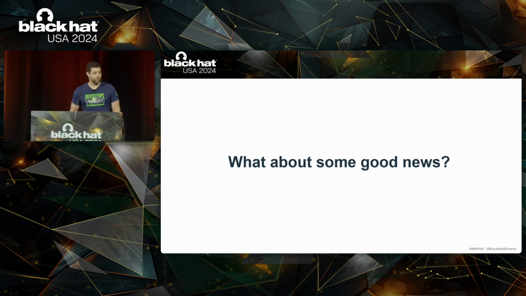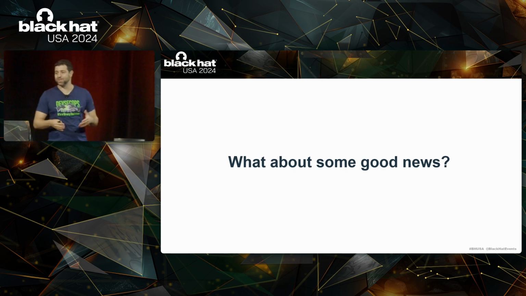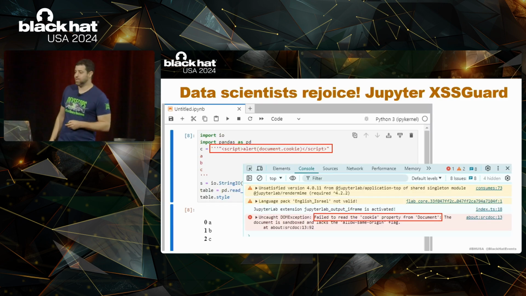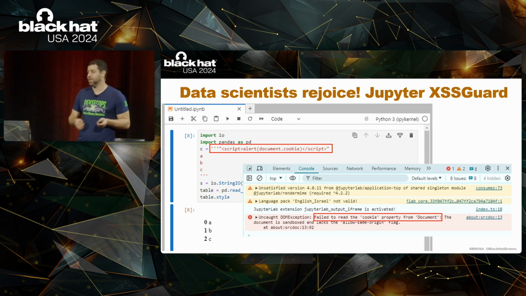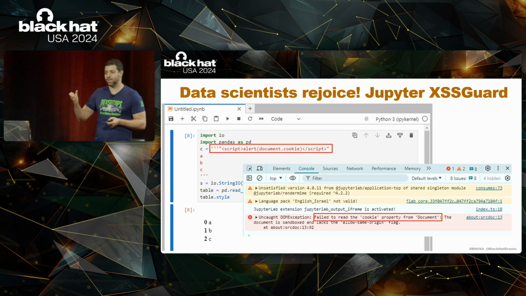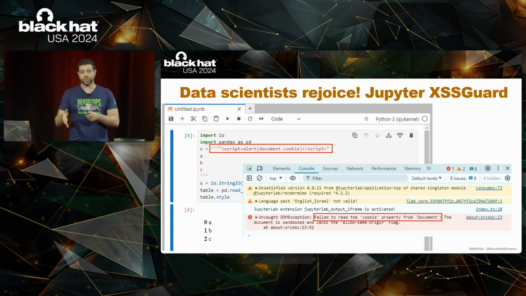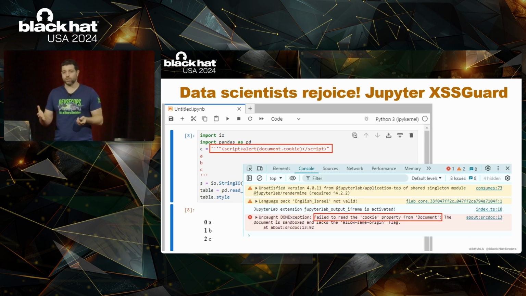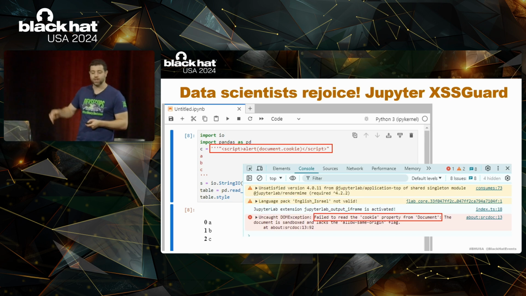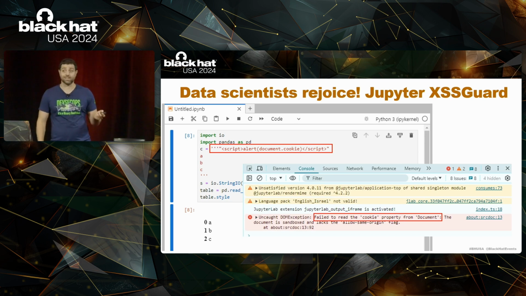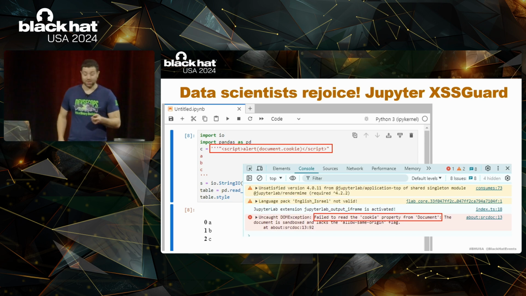OK, so this was a bit grim. We showed a lot of problems. Let's talk about some solutions. So first of all, our research team released an open source extension for Jupyter, which actually mitigates the XSS attacks that we saw. It does it by sandboxing the output elements. So now the output elements don't have access to the DOM, and you wouldn't be able to turn an XSS into full RCE. So we can install this right now in Jupyter Lab's Extension Manager. It's called XSS Guard. We couldn't find a better name, but yeah.